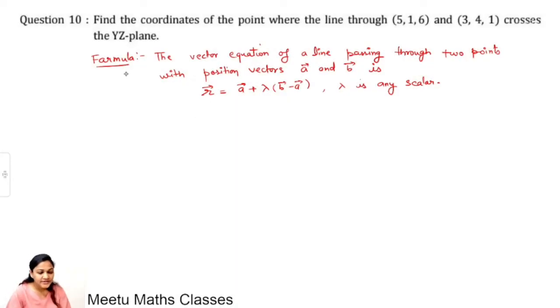Your next question is question number 10. Find the coordinates of the point where the line through these 2 points crosses the YZ plane. First of all, we are going to find out the equation of a line passing through these 2 points. Now there is a formula that the vector equation of a line passing through 2 points with position vectors A and B is given by r equals A plus lambda times (B minus A), where lambda is any scalar. So in our question, we are given 2 points that your line is passing through.